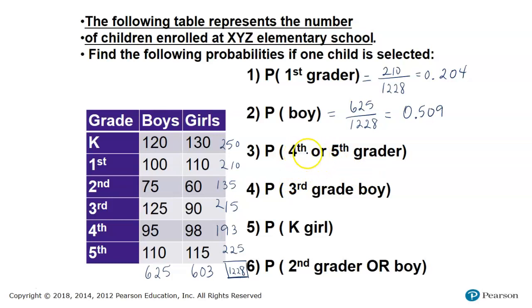Okay, here's where we start getting into some that use the addition rule, because this one we want to get the 4th or 5th graders. So all we're literally going to do is add up our 4th graders. We had 193 of those. And then we're going to add up our 5th graders.